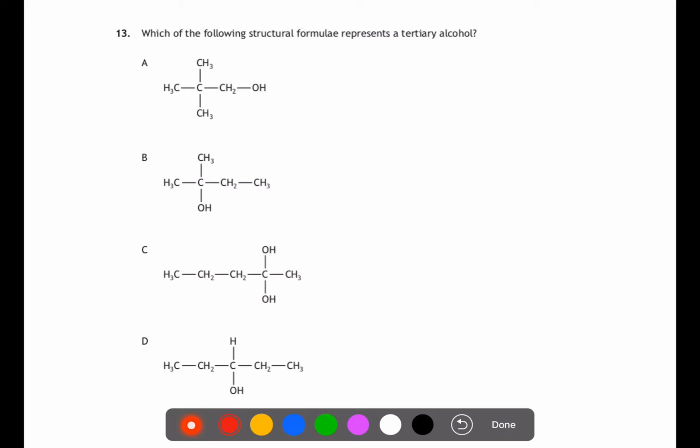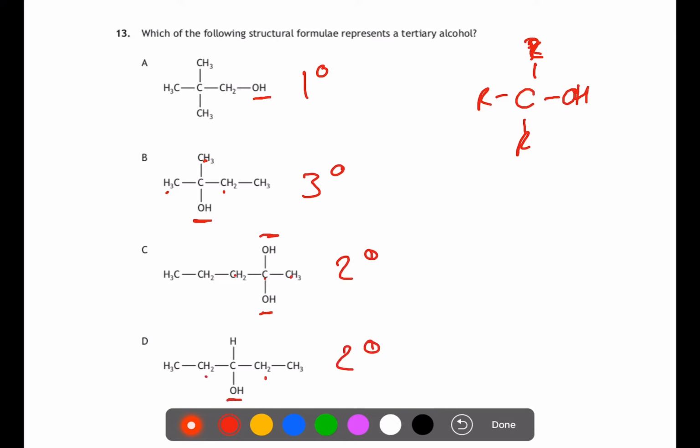Question 13. Which of the following structural formulae represents a tertiary alcohol? So in a tertiary alcohol, we have a carbon with the hydroxyl group, and that carbon has 3 carbon chains or R groups attached to it. So here we have a hydroxyl, but it's on the end of a chain, so this one would be primary. Here we have our hydroxyl, and we have 3 carbon chains, so this one would be tertiary. Here we have hydroxyls, and the carbon is attached to 2, so this would be secondary. And then again, this one would be secondary. So B is the tertiary alcohol.